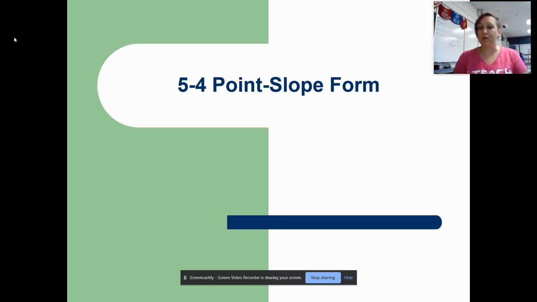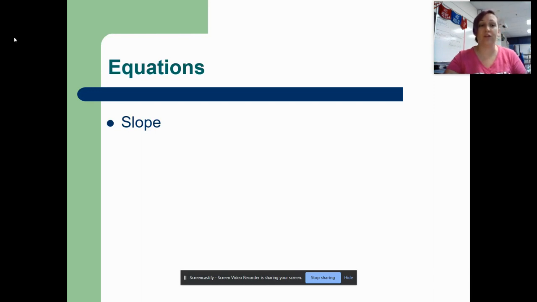Today's linear equation that we're going to be learning is called point-slope form. Now, before we learn point-slope form, I want to review with you really quickly our most important equation of the chapter, which is our slope formula. We learned our slope formula yesterday. It's y2 minus y1 over x2 minus x1. And that will tell us our slope, which we use the letter m to represent.